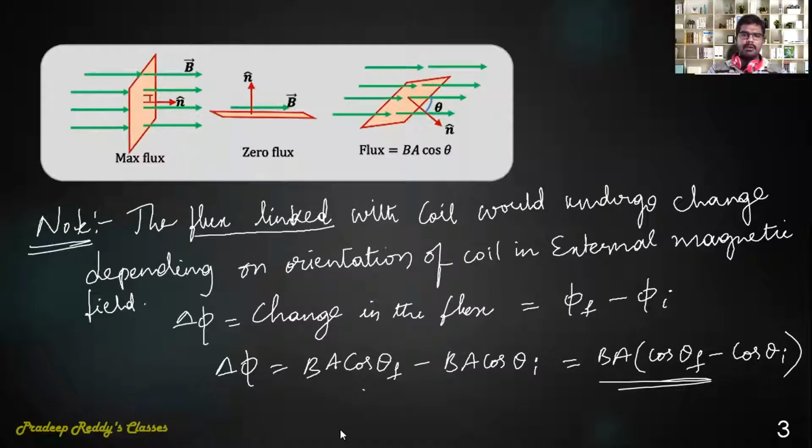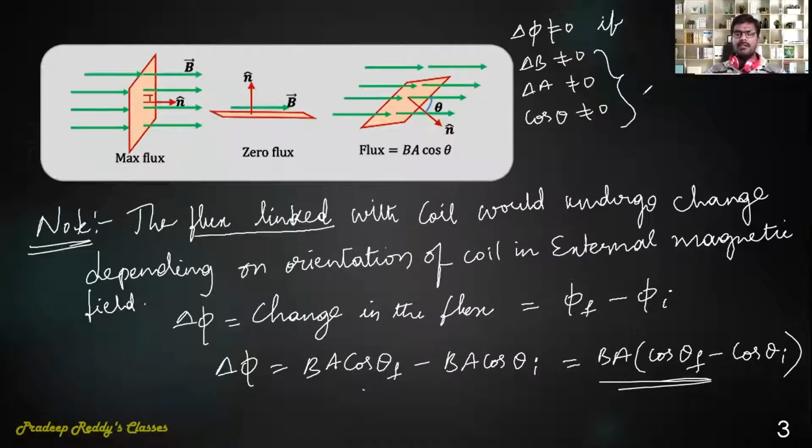So delta phi is not equal to 0 if delta B not equal to 0, delta A not equal to 0, and delta cos theta not equal to 0. If any of these things are undergoing change, then simply flux changes. So if flux is undergoing change, clearly there will be some effect called electromagnetic induction.